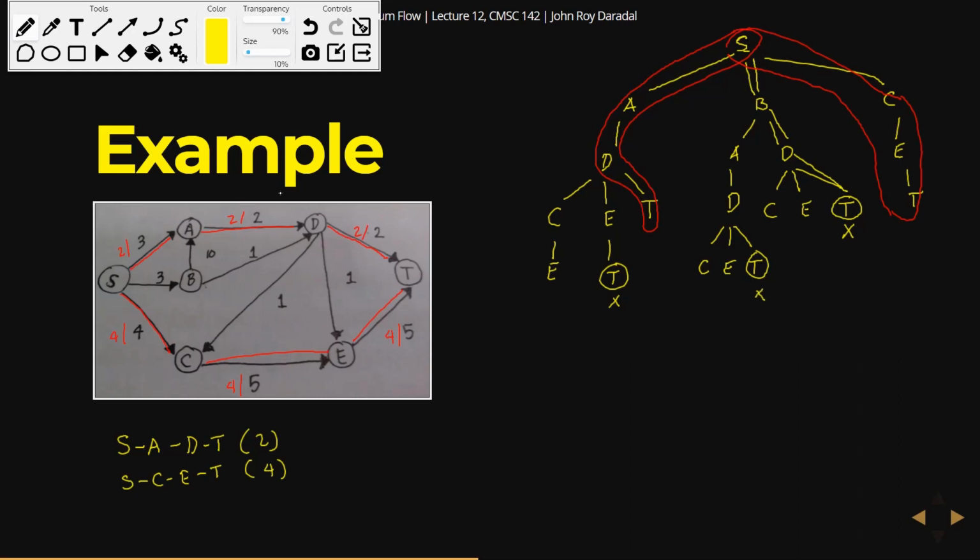Now for this one, SBDCET, C will be expanded to E, and then E will be expanded to T. Now we have found another T here, so let's check.